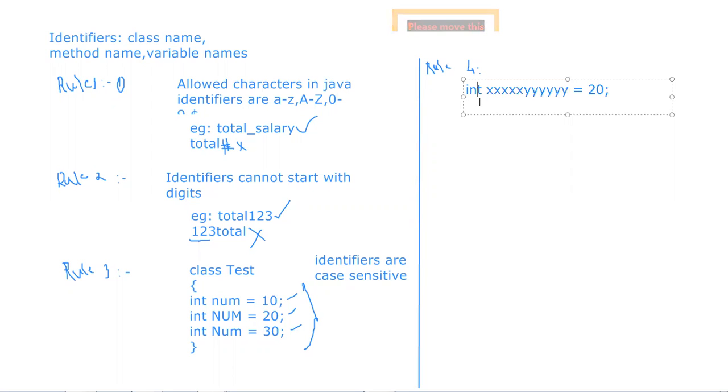If I want to print this, I need to write SOP again and write this variable name again, so I don't prefer this. There is no limit on the maximum characters. I can use as many characters as I want, but it is not recommended to take too lengthy identifiers. Let me write rule number 4.